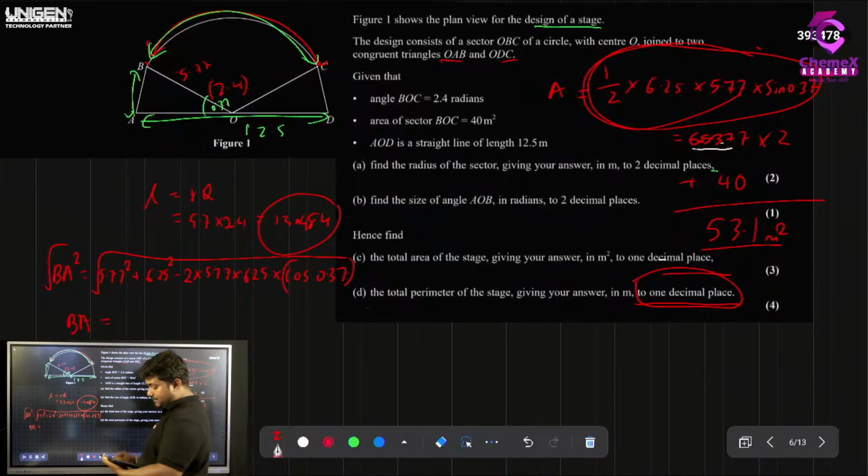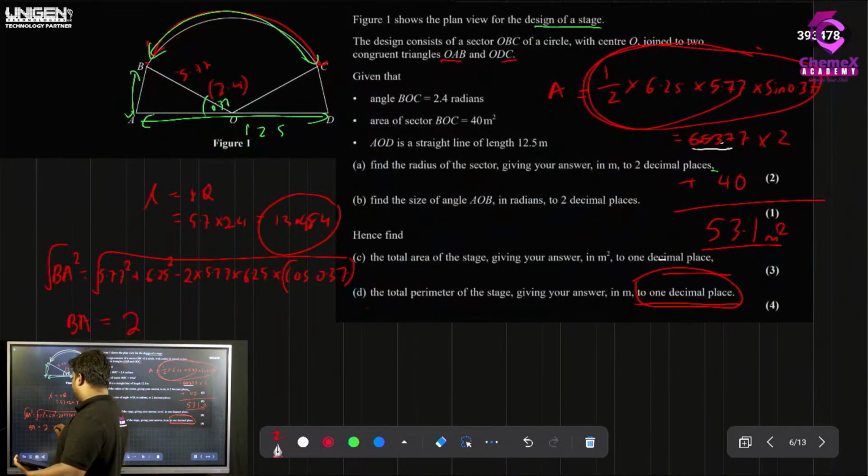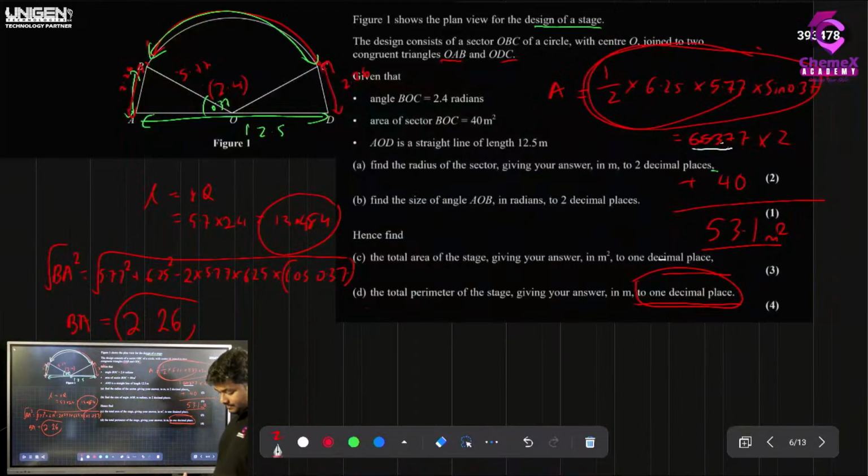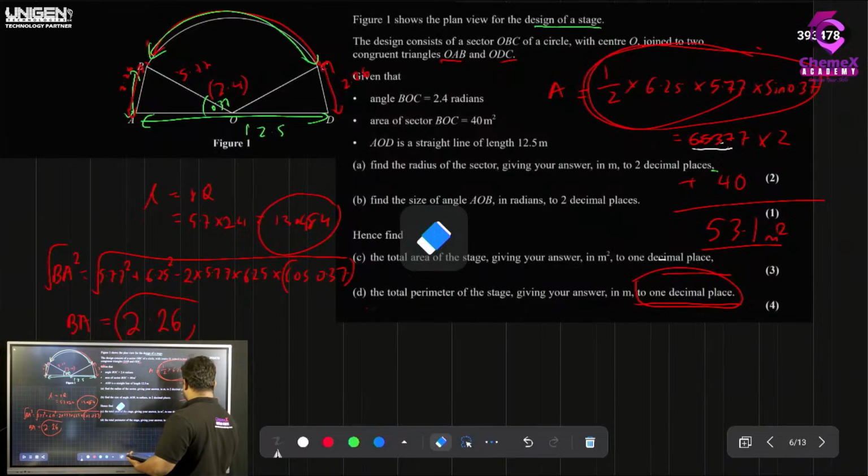So what's going to be the BA distance? 2.26. Don't round it to one decimal, take it to more. So can you see there are two of those, 2.26. This is congruent, Nisa. This is also 2.26. Do you understand or no? Now, what's the total perimeter there? Any questions?